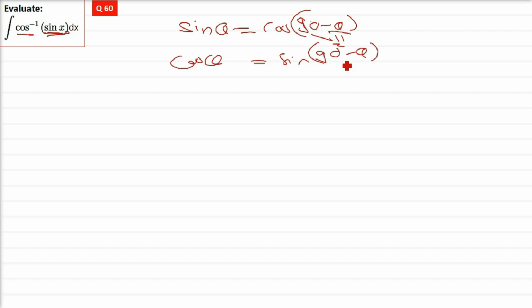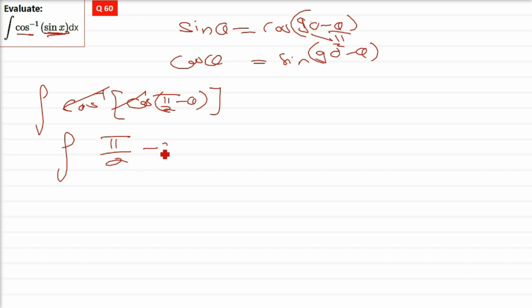So this 90 can be written as pi by 2 in radians. 90 degree is equal to pi by 2 radians. So cos inverse in place of sin x, I'm writing cos pi by 2 minus theta. So cos inverse goes, pi by 2 remains with a theta. Now what you can do is you can just separate these two terms out. Pi by 2 separate and x separate.